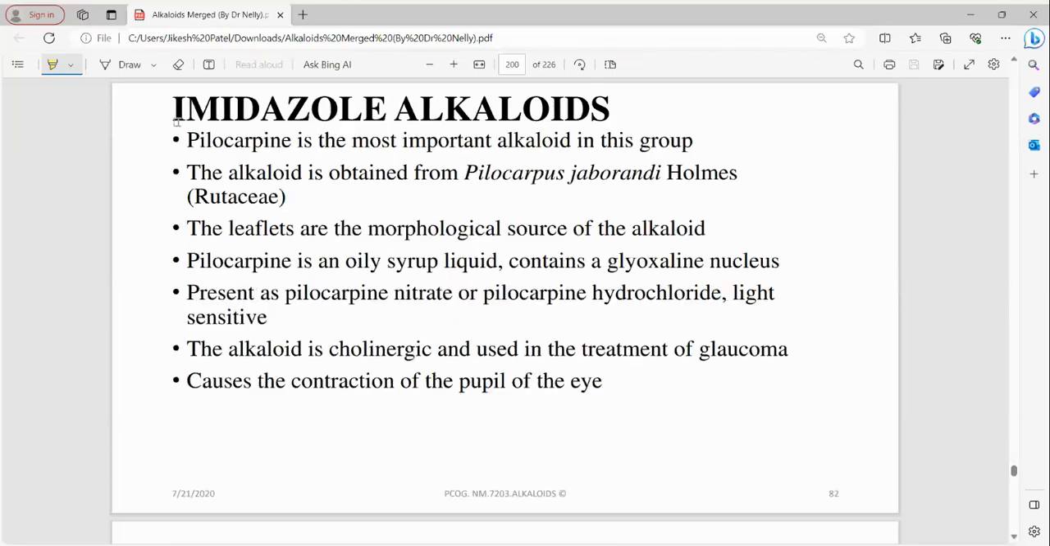Okay. So that's the end of indole alkaloids. Let's list them again. We started with the Rauwolfia genus. Rauwolfia gives us reserpine. Reserpine is used for hypertension and it's also used for anxiety. Next, we went to the Catharanthus.